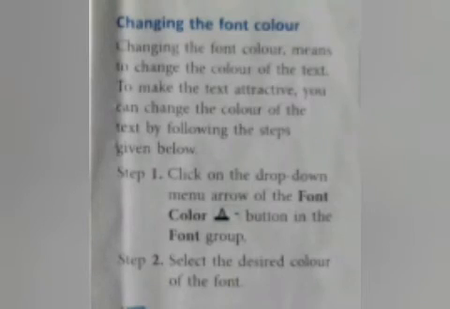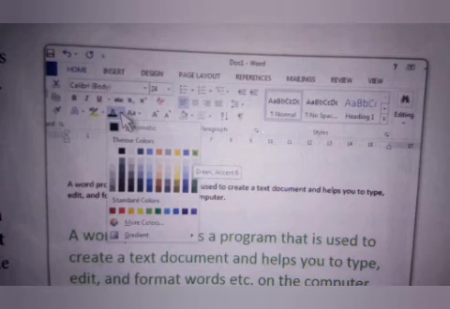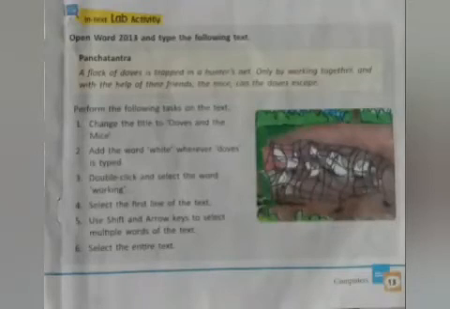Okay, next, changing the font color. We can change the color also. For this, see this picture, we have to go here, to the capital A, and click on the arrow and we can change the color. But before that we have to select the text. Then this is the lab activity, no need for this one.